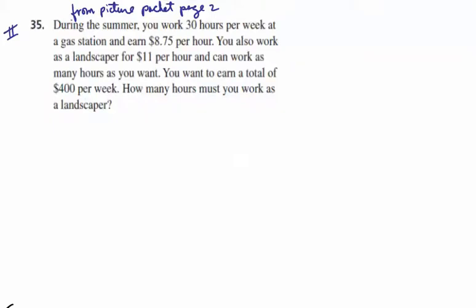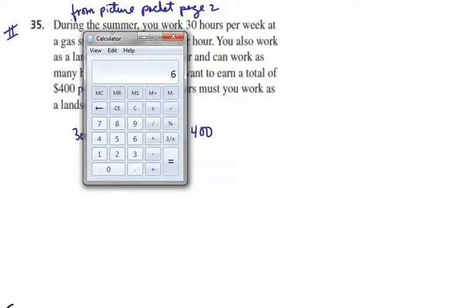Okay, so during the summer, you work 30 hours per week at $8.75 per hour. You also work as a landscaper for $11 per hour, and you can work as many hours as you want. So we're going to multiply 11 times x. If you want to earn a total of $400 for the week, how many hours must you work as a landscaper? So we're going to multiply out 30 times 8.75.